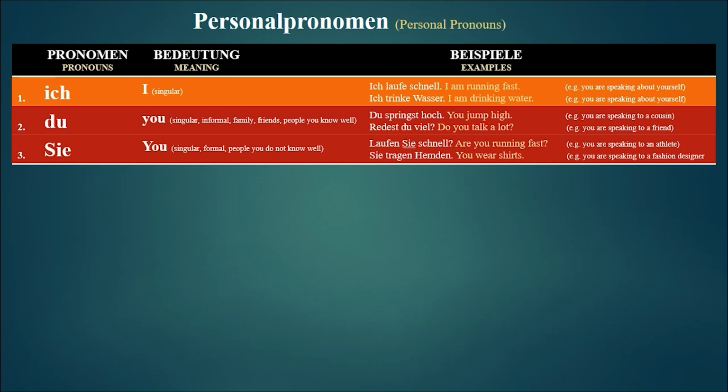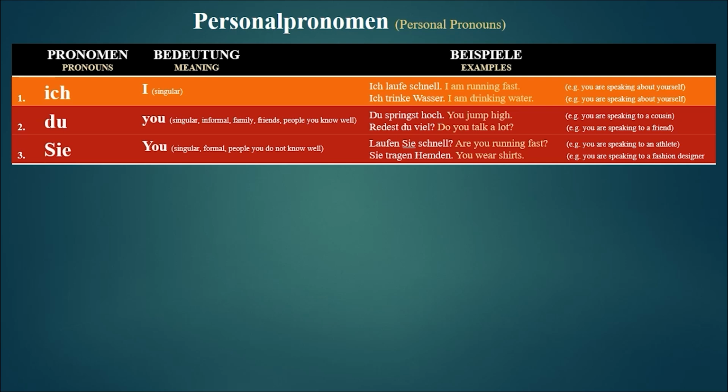So you have du for people you know very well, family, friends, and then you have Sie for people you do not know very well. For instance, laufen Sie schnell, are you running fast? It's addressed to an athlete, someone you do not know well. You met an athlete in town, you use Sie. Laufen Sie schnell. You also have: Sie tragen Hemden. You wear shirts, and probably you are speaking to a fashion designer, someone you do not know very well.